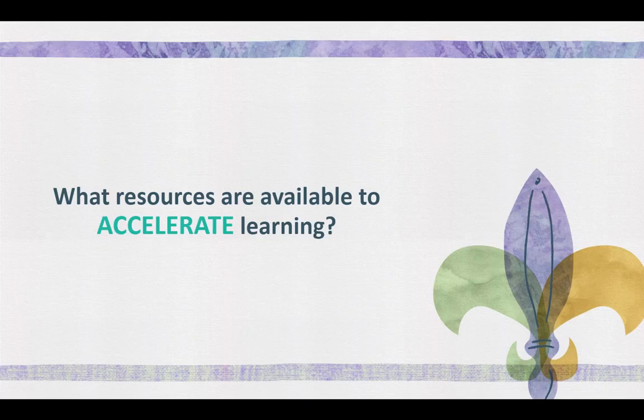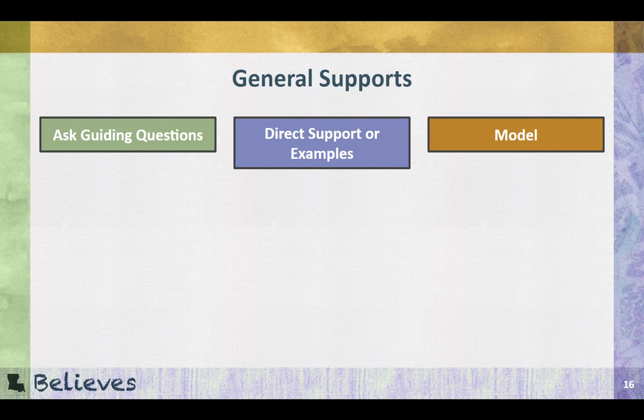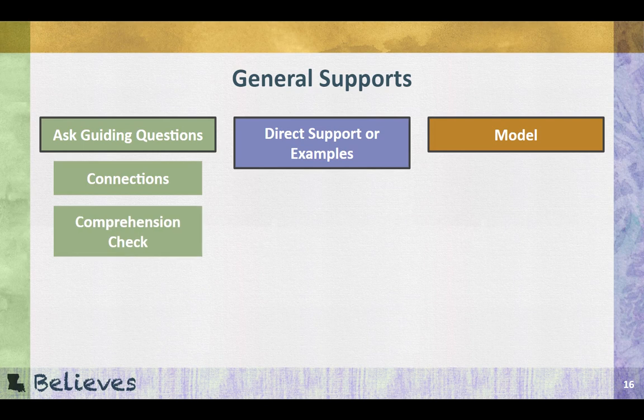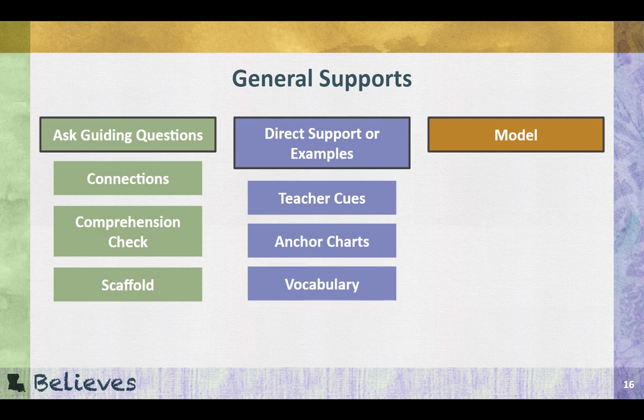Now let's explore the resources that are available to you to accelerate learning. Here are 3 examples of general supports that can be used to accelerate learning. Guiding questions are included to support students in making connections to the text, checking for understanding, and scaffolding to complete a task. Direct support and examples are included through teacher cues to prompt student action, anchor chart references, and explicit vocabulary support to access the meaning of a text.